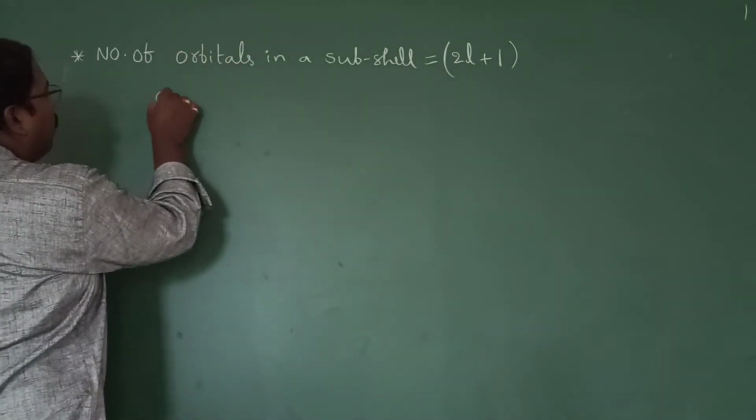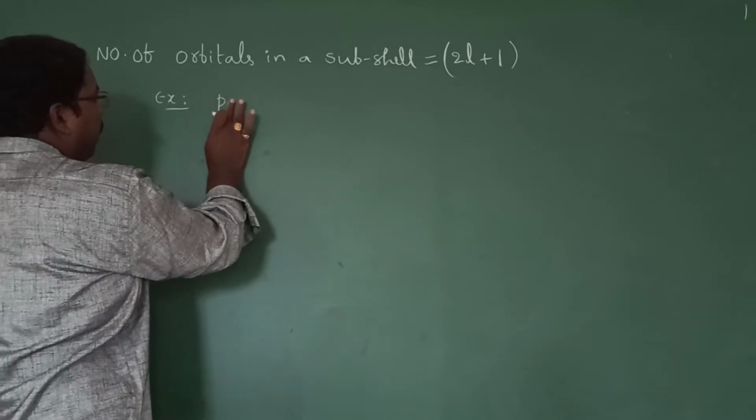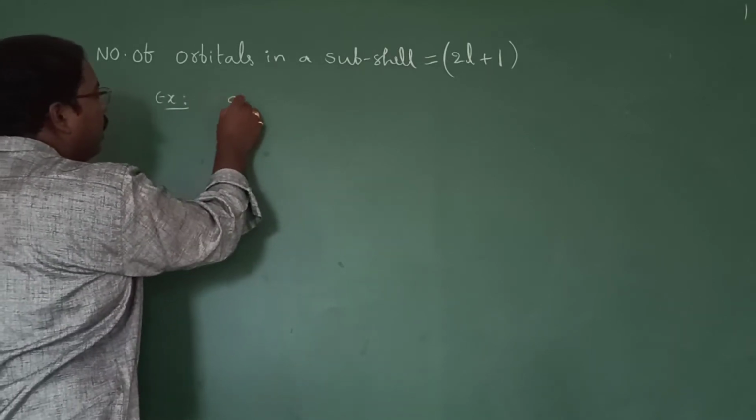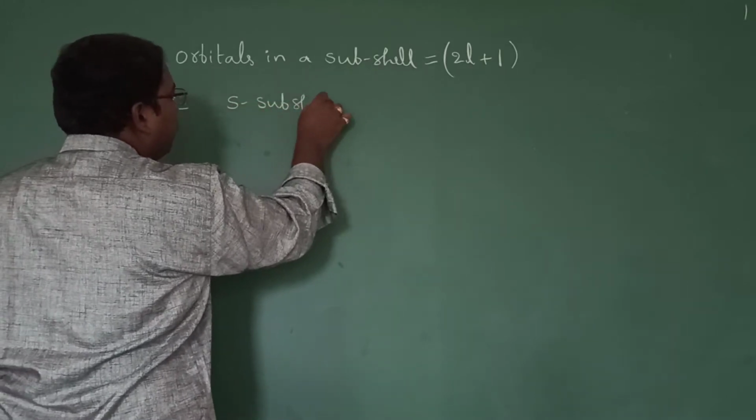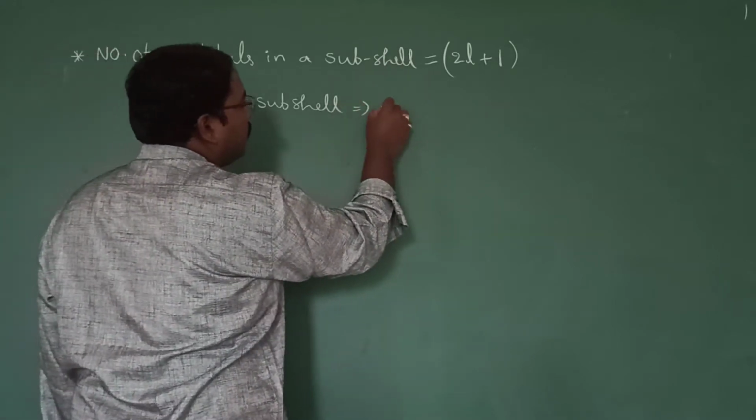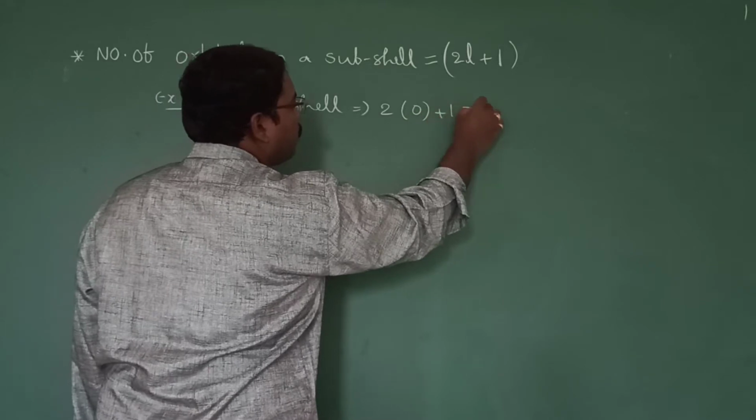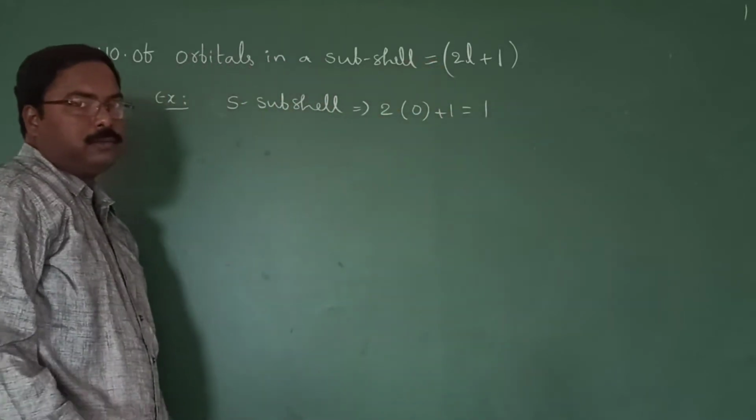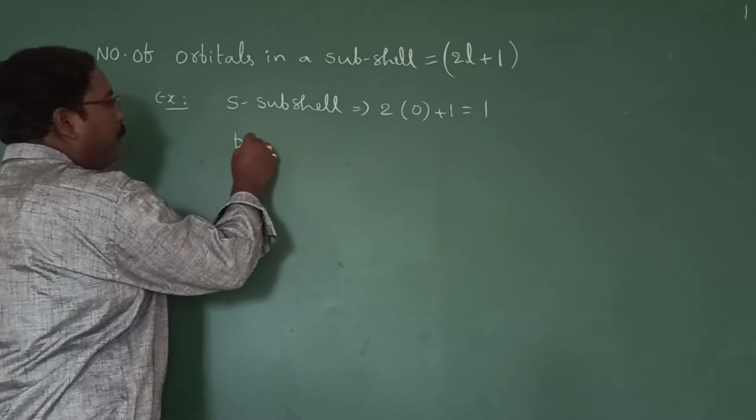If you have a doubt, let us cross-check, starting from the first one, the S subshell. How many orbitals are there? Its L value is 0. So 2 into 0 plus 1 is 1. That is what we got practically also. Now coming to the P subshell.